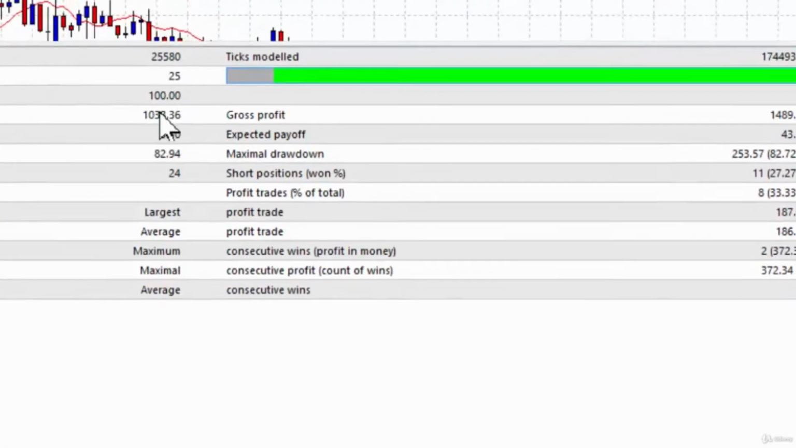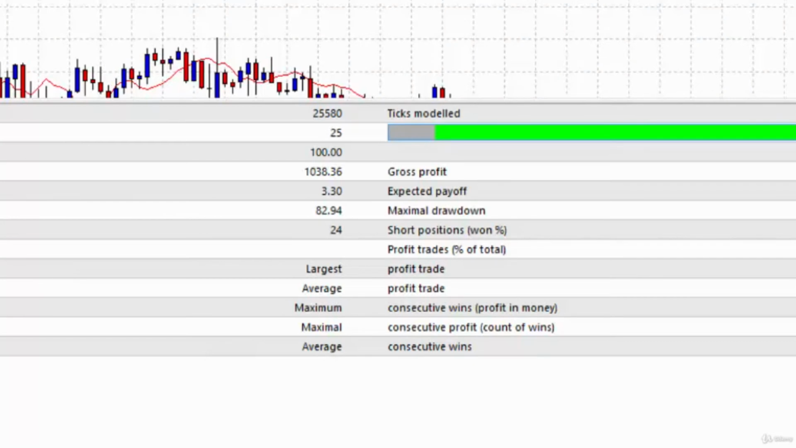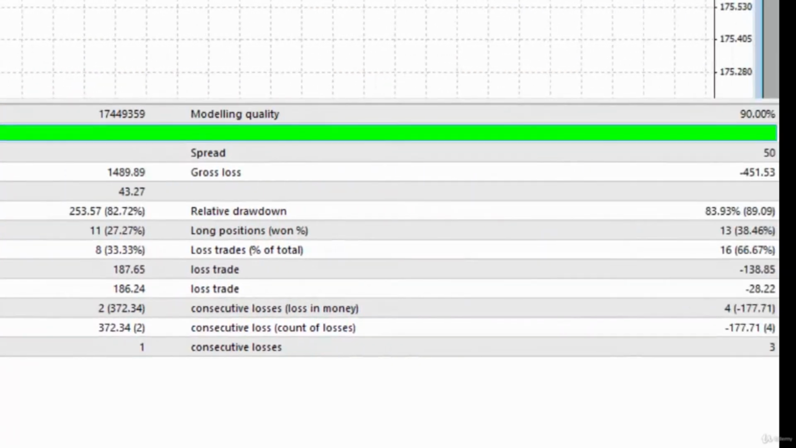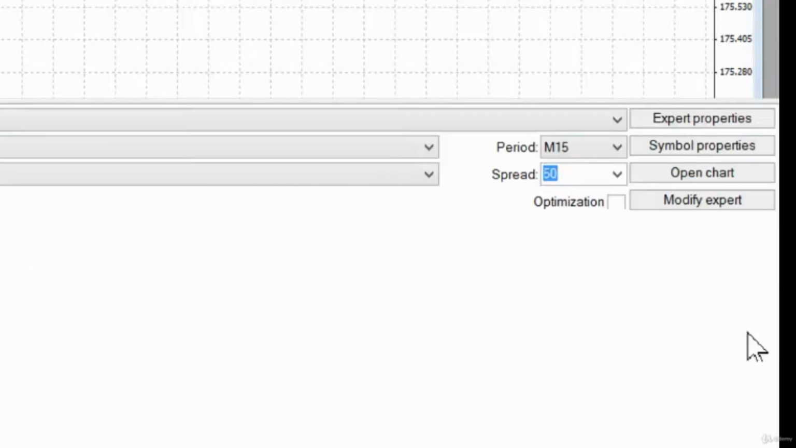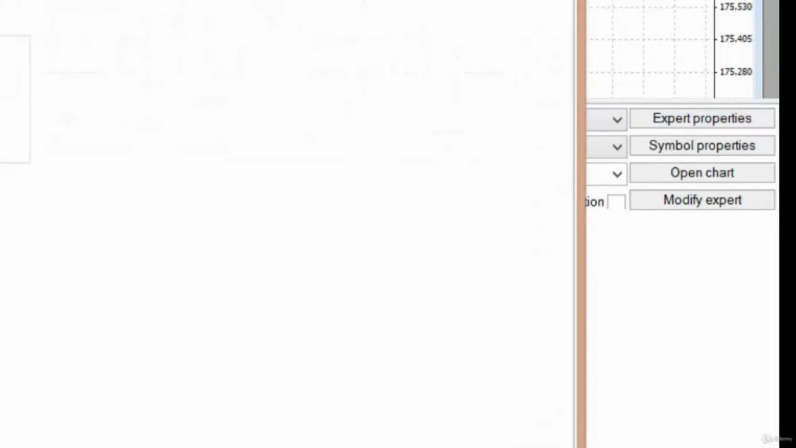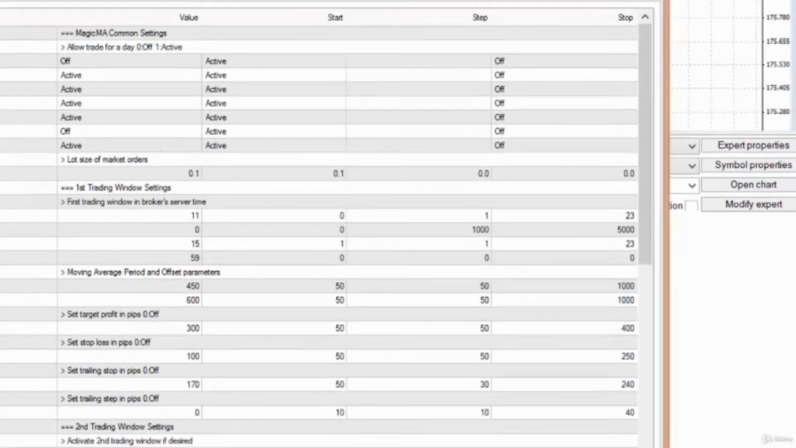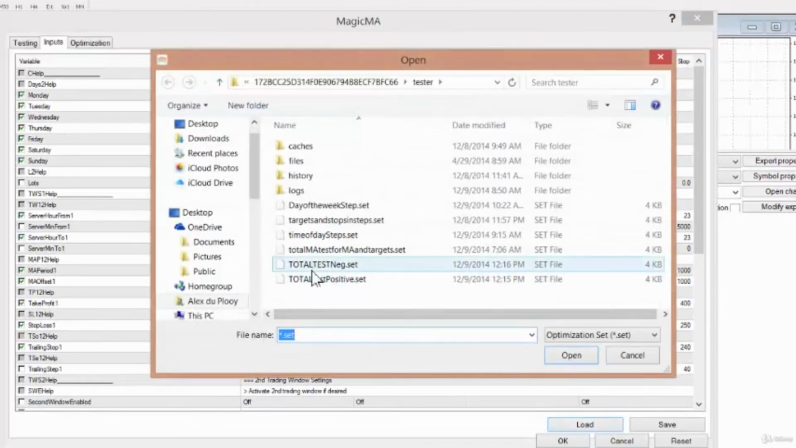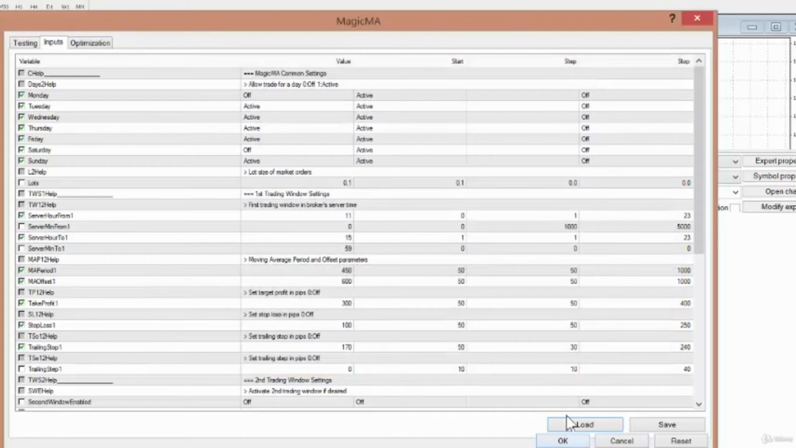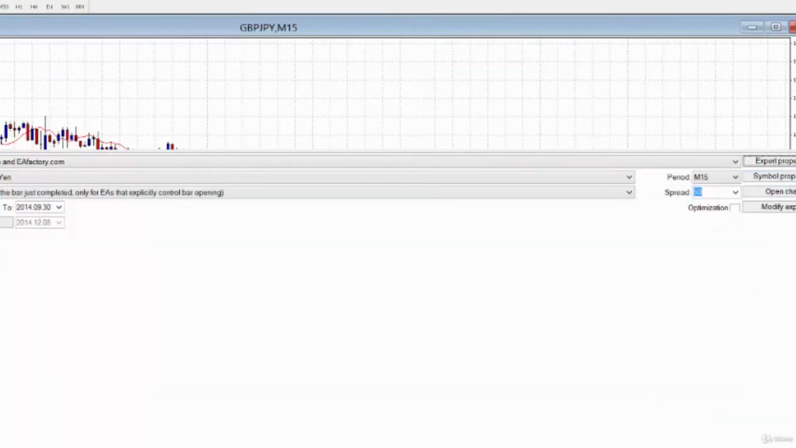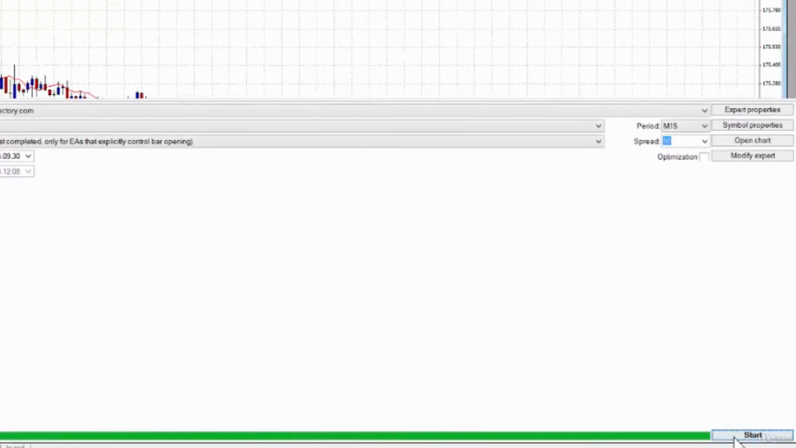Okay, so all fine at 90% modeling quality. $100 will give you that kind of income. So let's do the next test, which is the test on the data set that produced $1,500. We'll go into inputs, go into load, and this time I'll load the total test positive. That's the one that produced the 1,500. It's loaded. I say okay, and then I'm just going to run it quickly to see if that's the right setting.